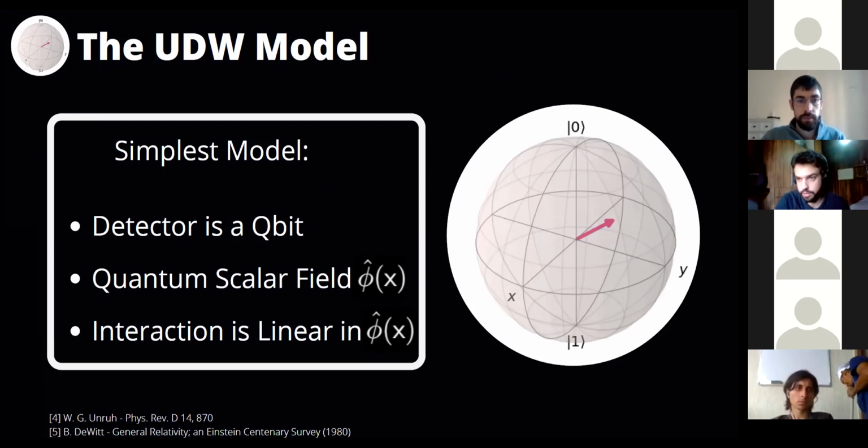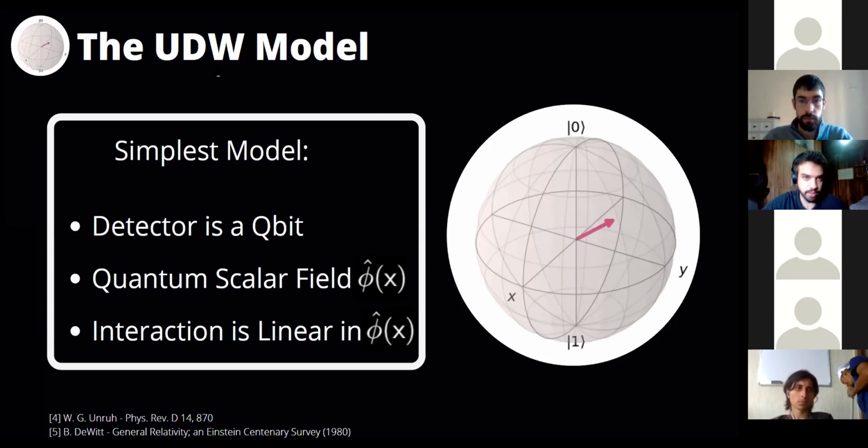The field to be a quantum scalar field, a real quantum scalar field, so the simplest possible relativistic quantum field we have. And we'll assume even that the interaction is linear in the field. So that's also going to be the simplest interaction you could conceive that is non-trivial. And for every purpose, you could consider the detector to be a Bloch sphere that is there probing the scalar quantum field in the way that we will prescribe soon enough.